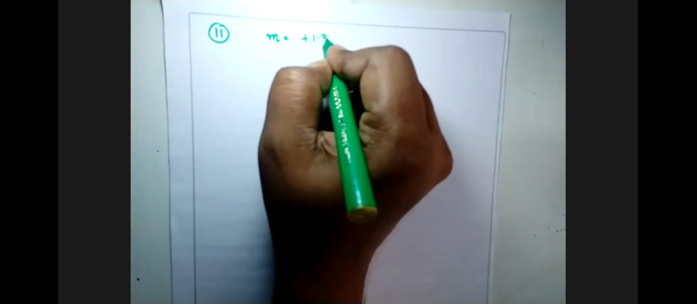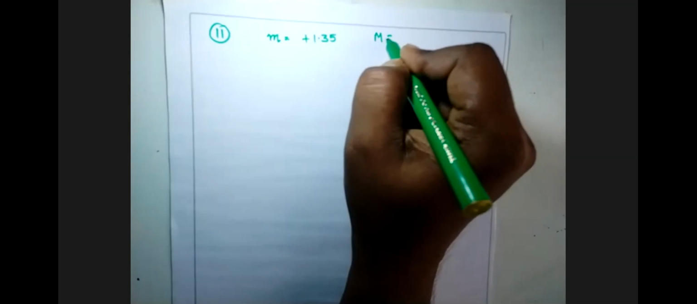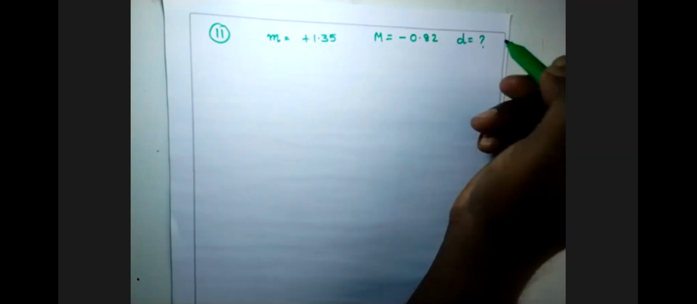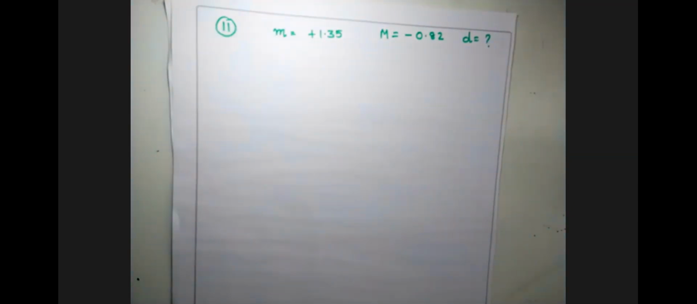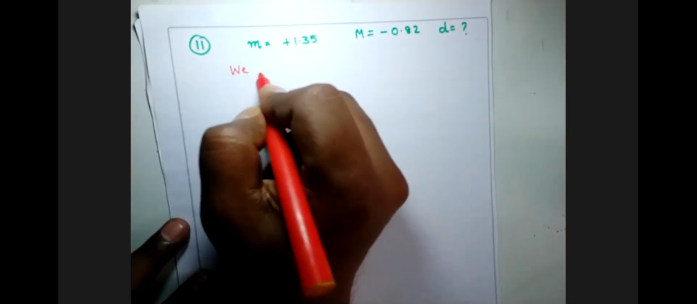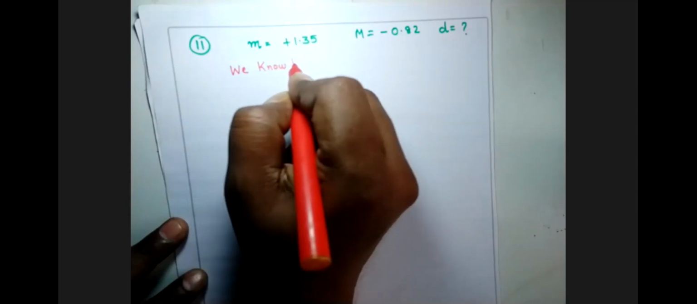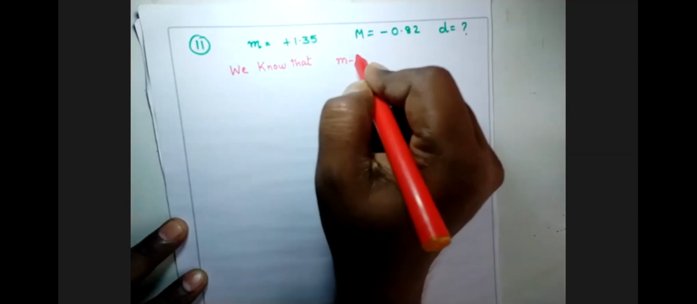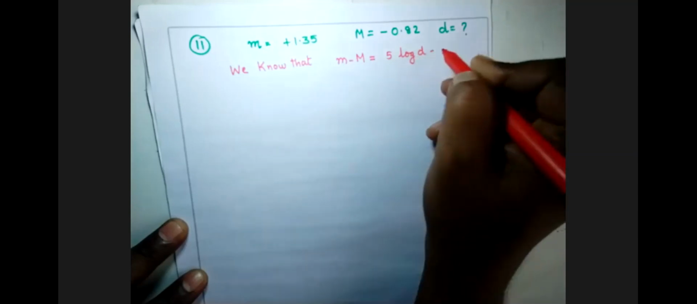Given: apparent magnitude small m is equal to plus 1.35, absolute magnitude capital M is equal to minus 0.82, and you are asked to find the distance of the star from the earth, D. We know the formula, small m minus capital M is equal to 5 log D minus 5. This is the formula to be used.